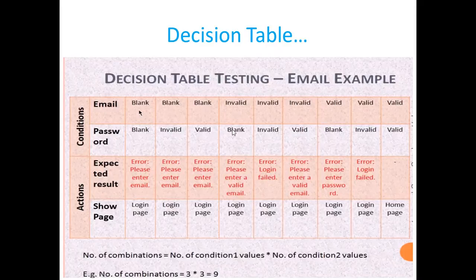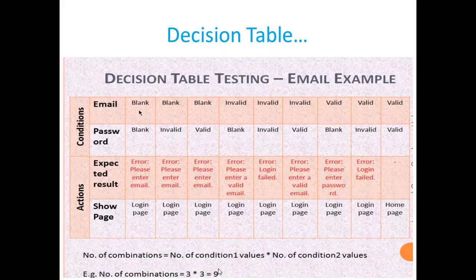And email as invalid, password as blank. Email as invalid, password also invalid, and like this. Here it is invalid and here it is valid. And valid, blank, valid, invalid, and finally valid. Both are valid. I'm applying email as valid and password as valid, and finally I should see a home page. Otherwise I should see only the login page, right? In this case, the number of conditions for input 1 is blank, invalid, and valid, that is 3. And for the password, it is also blank, invalid, valid, that is 3.